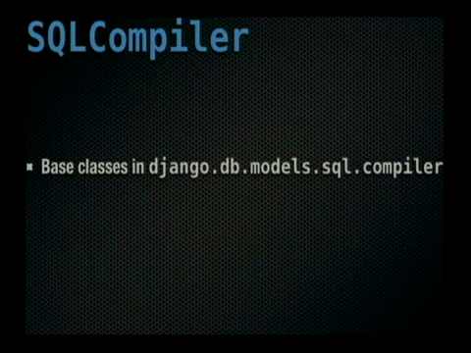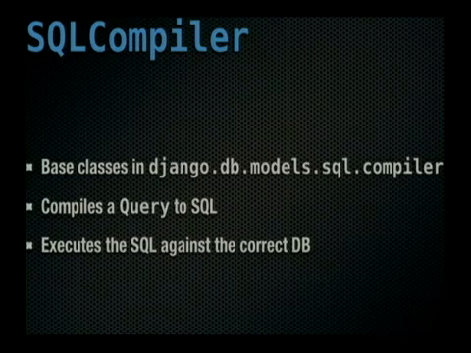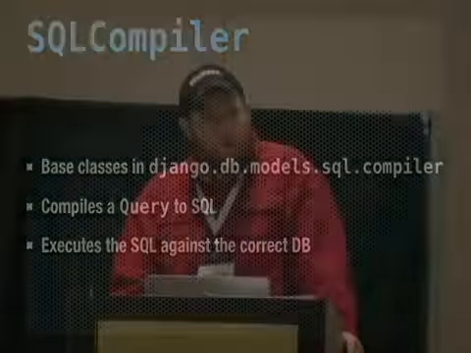Anything else on backends? Like I said, these are really kind of boring and I want to get past them. So the SQL compiler is the next step up the chain. You can see there the module path for it. As the name implies, this takes a Django query object and actually translates it into the SQL that we're going to hand off through the database backend to the actual database driver module. It also knows how to execute your SQL against the correct database, which usually it's going to get from the query object itself or from the query set or from the manager. We'll talk about multi-DB and how that works a little further up the chain.